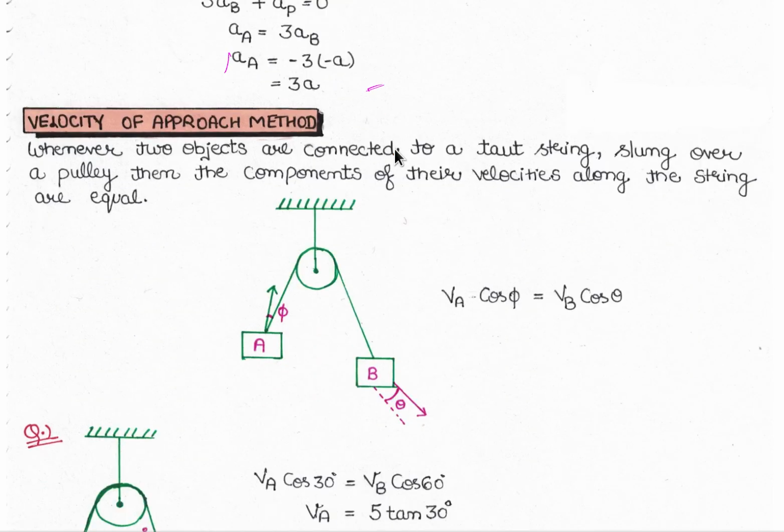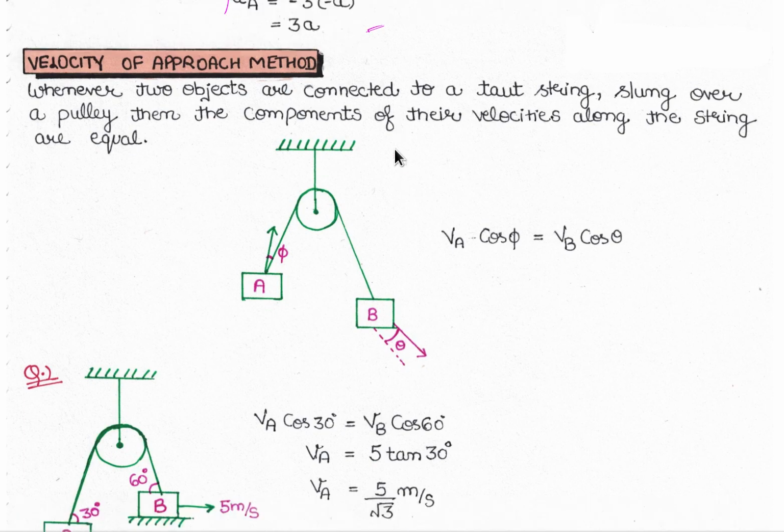Now the velocity of approach method. So what is the velocity of approach method? Whenever two bodies or two objects are connected to a taut string slung over a pulley, then the components of their velocities along the string are equal. So this is the pulley and this is the string attached with A and B, and this string is making an angle with vertical, phi. So we can write VA cos phi is equal to VB cos theta, and this is the theta.